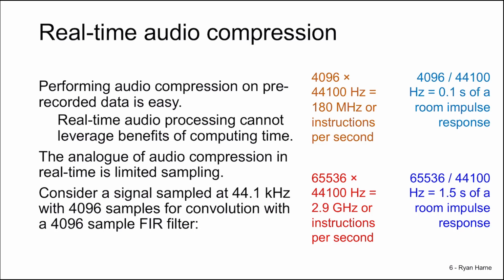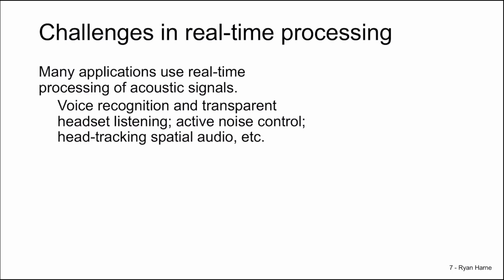Now in practice, we don't even do this once per second. We might do this 10 times a second or 20 times a second. So this 2.9 gigahertz would need to be multiplied by 10 or 20 if we want to achieve very high temporal resolution in addition to frequency resolution. But there are many challenges to perform this in real time.